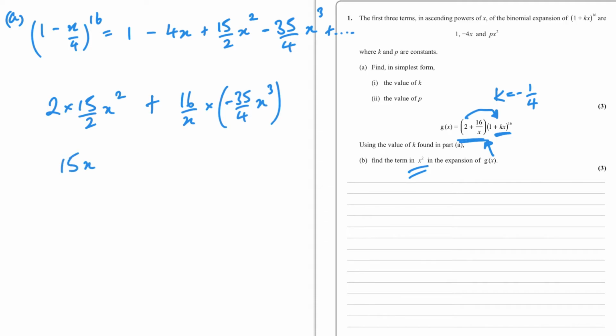So I've got 15x squared, and I can see the 4 will go with that, one of these x's will go with that one, and that gives me a minus 140x squared, as I'm just left with 4 times negative 35x squared. So that leaves me with minus 125x squared, and that is the x squared term for that expansion.